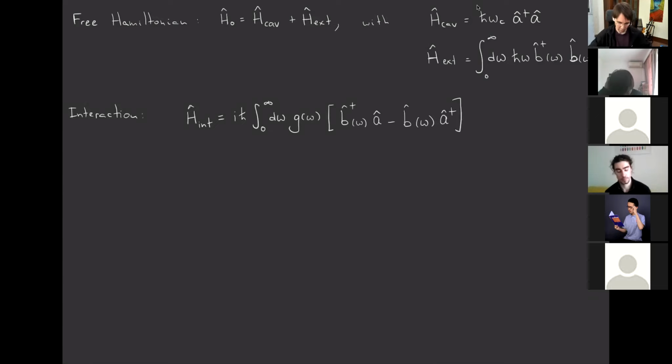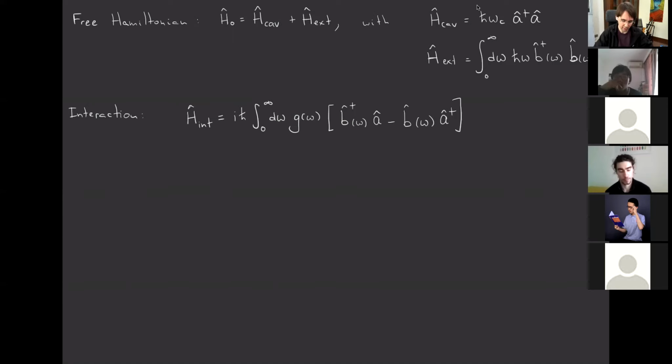Okay, so this Hamiltonian here. Let's discuss why this Hamiltonian and not any other. So first of all, let me understand what this Hamiltonian is saying. This Hamiltonian is saying something very simple.